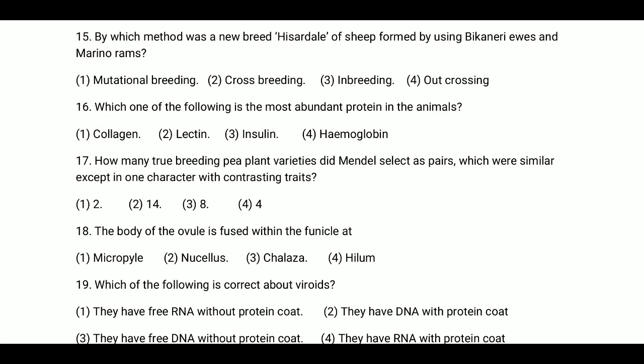Then, how many true breeding pea plant varieties did Mendel select as pairs which were similar except in one character with contrasting traits? 2, 14, 8, or 4? That's the question here, and the right answer directly is 14.